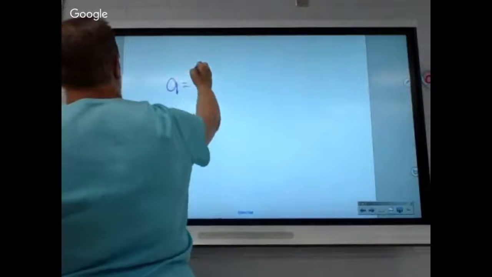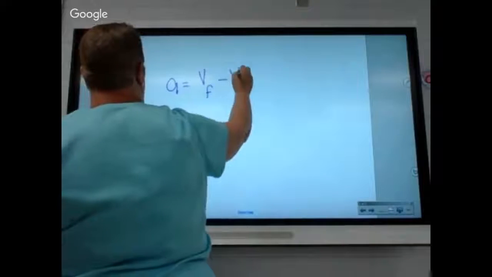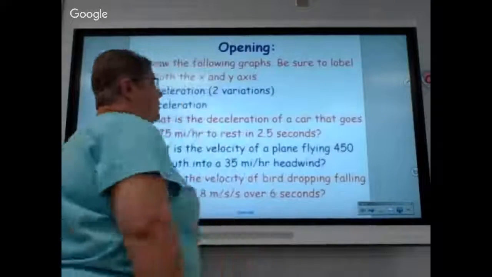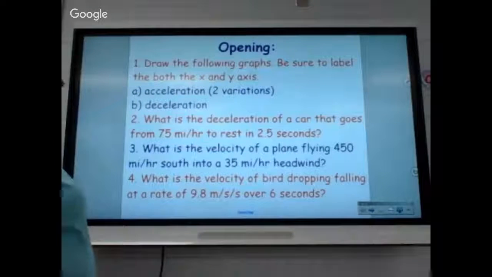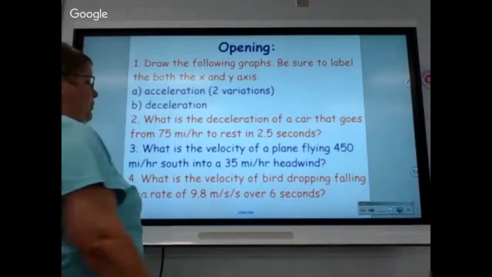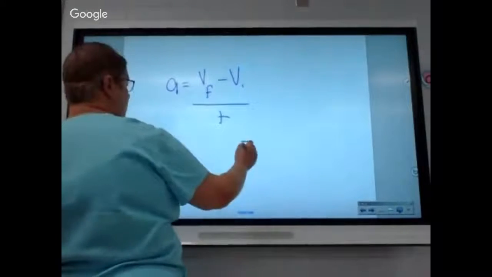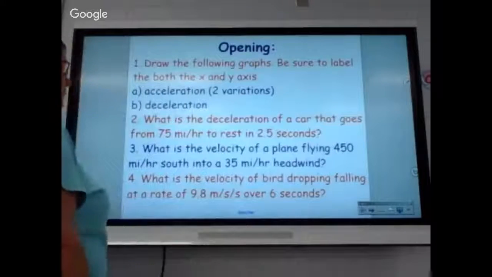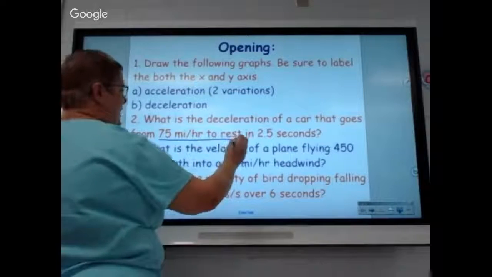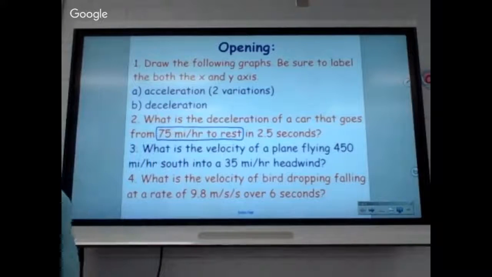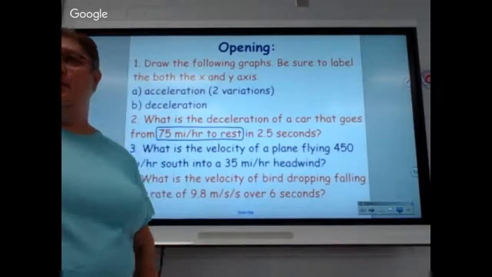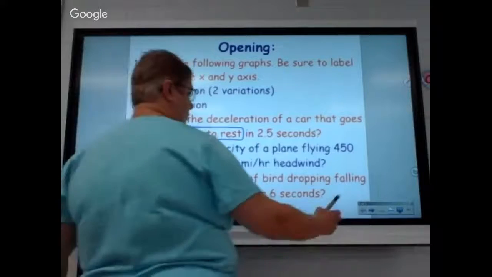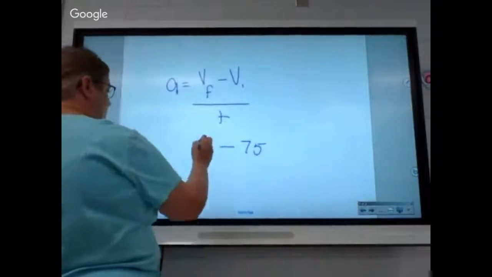A equals VF minus VI over T. So what's our first velocity? 75. All right, so 75 goes here. Subtract. What's our second velocity? It says to rest. What does rest mean? Stop. So what is stop's velocity? Zero. So 75 subtract 0 equals 75 over.